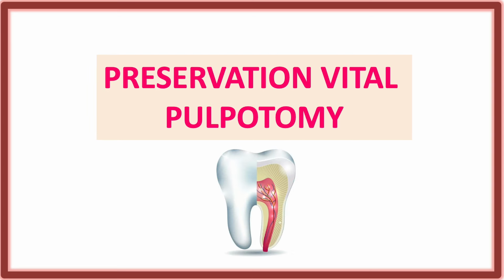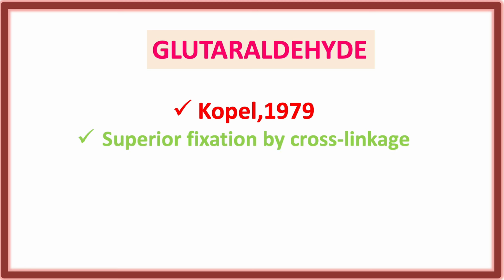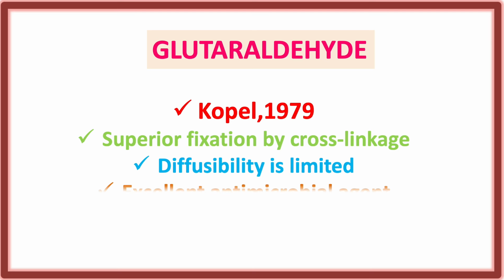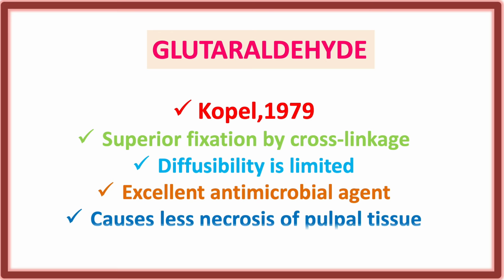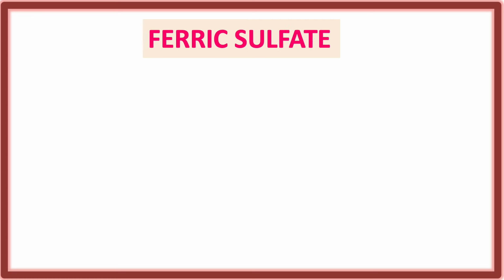Preservation type of vital pulpotomy, under which we have glutaraldehyde vital pulpotomy given by Coppel in 1979. Superior fixation by cross linkage. Diffusibility is limited. Glutaraldehyde has limited diffusibility, is an excellent antimicrobial agent, and causes less necrosis of pulpal tissue. So we can also use glutaraldehyde as a dressing agent.